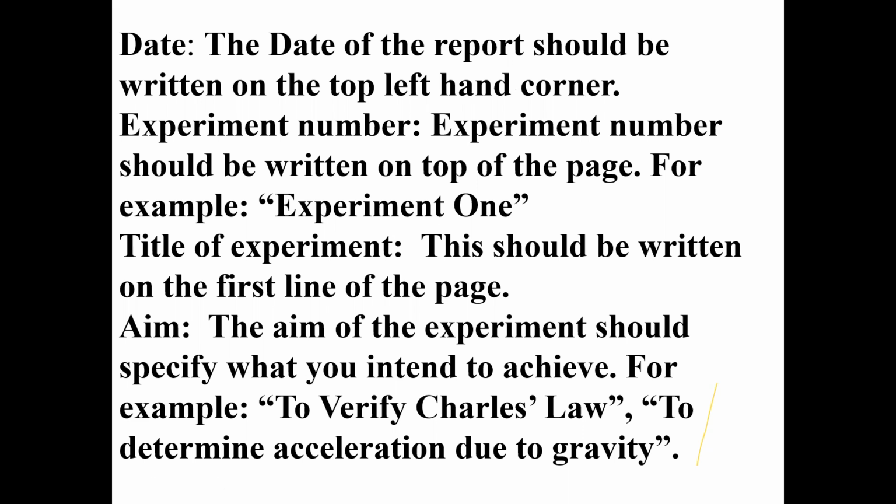Then the aim of the experiment, another important tool. What do you wish to achieve from this experiment? For example, to verify Charles' law or to determine acceleration due to gravity. Let's say, for instance, the title of the experiment is a simple pendulum. The aim of that experiment is to determine the acceleration due to gravity. We can call that the aim, or we can call it what? Objective. Let's take note of that.